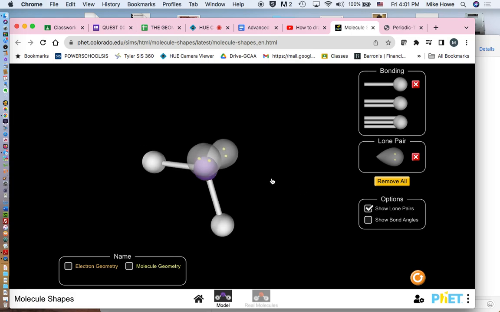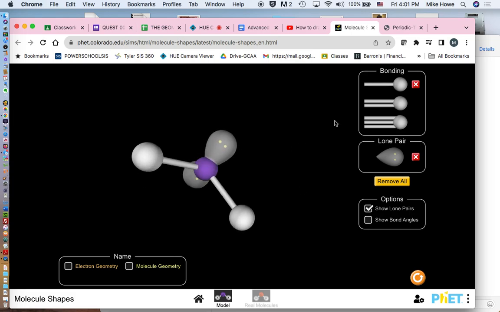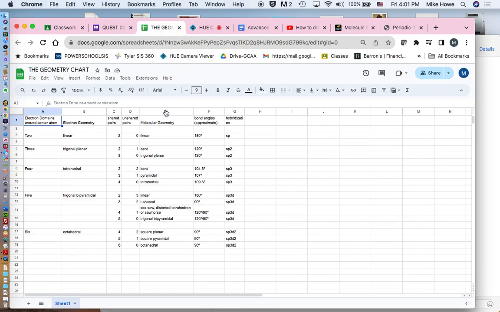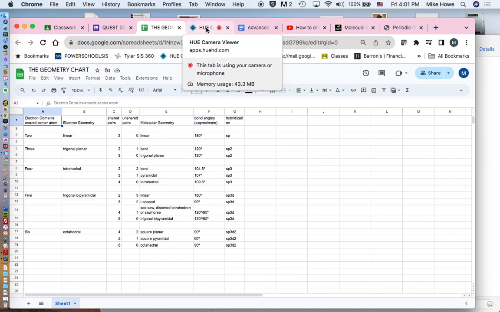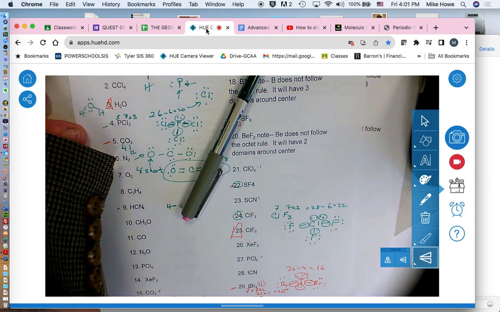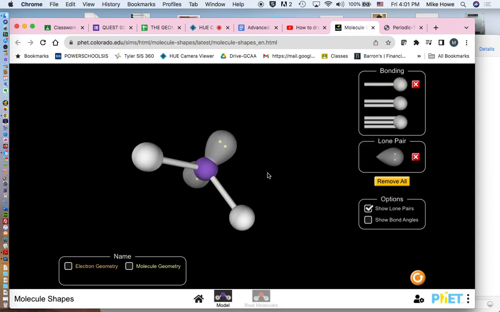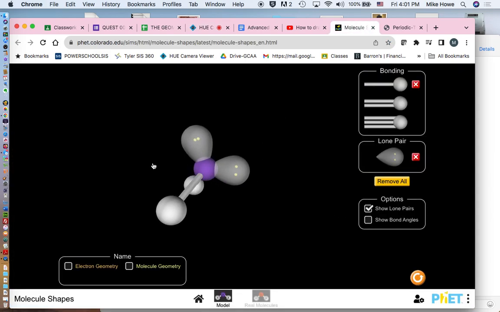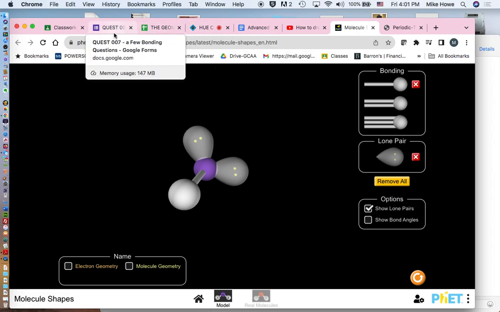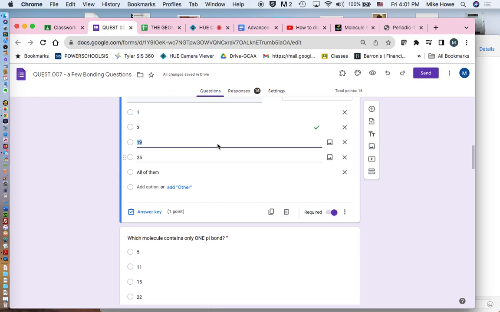It has 2 lone pairs. So on the sheet, it'll tell you that that is a bent molecule. It's tetrahedral, right here, with 2 shared and 2 unshared. So it's a bent molecule. But if you look at it from this angle, it's flat. See, it's just flat right here. You don't count the unshared pairs. So that's the answer to this one. The flat molecule was number 3.